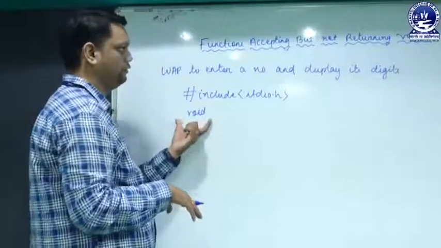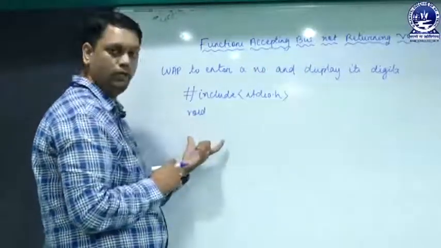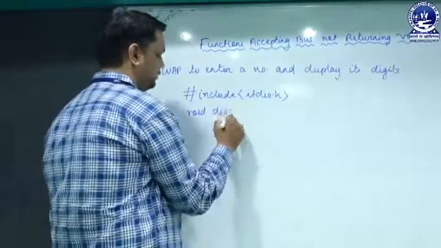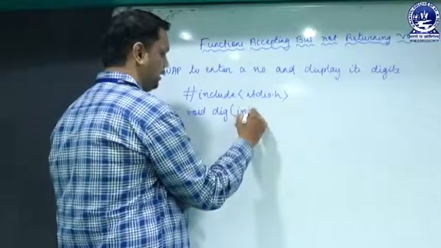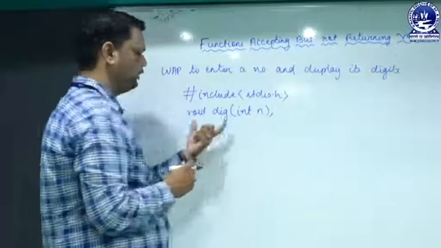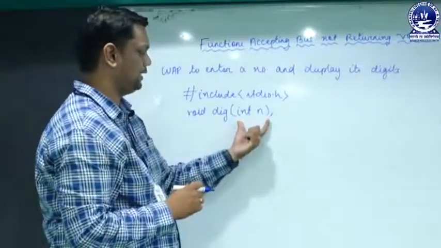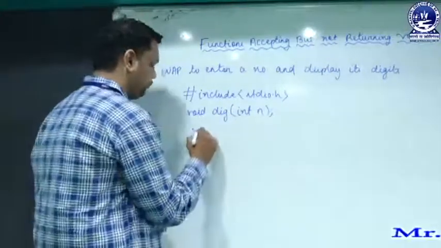So we have to define the function. As we are not returning any value, the function return type should be void. So I will write void, let us say dig for digit extraction. So let us say void dig(int n). That means we have declared a user defined function, that is dig, where it will accept the value through the variable n. Now we will be moving to the main function.